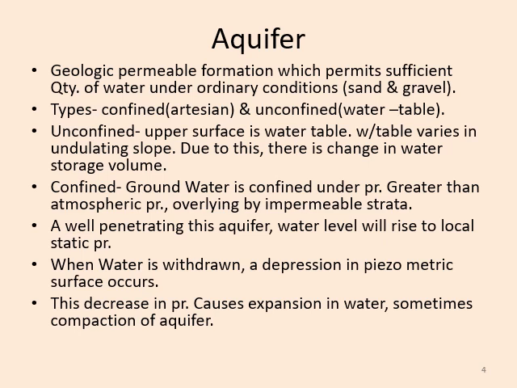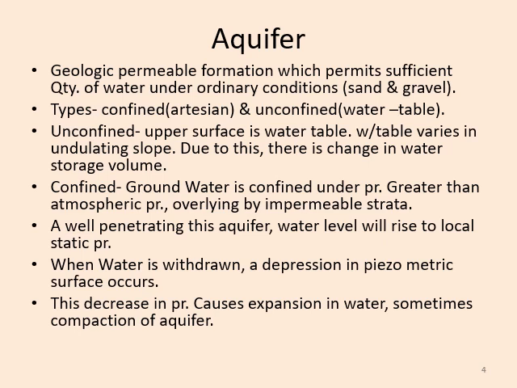Due to this, there is a change in water storage volume. Where the water table level is high, the water storage volume will be more. Where the groundwater level is lower, the water storage volume will naturally be less. But in the confined aquifer, groundwater is confined under pressure greater than atmospheric pressure, overlain by impermeable strata. So it can be differentiated like that.